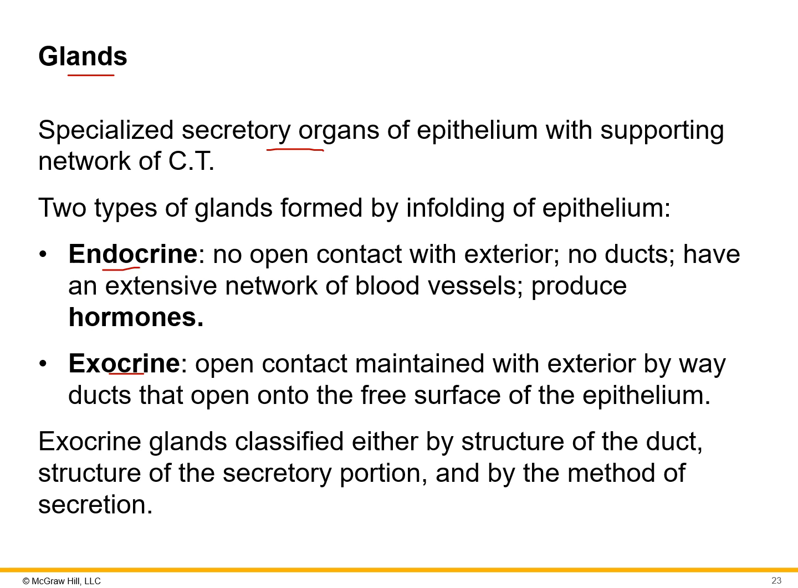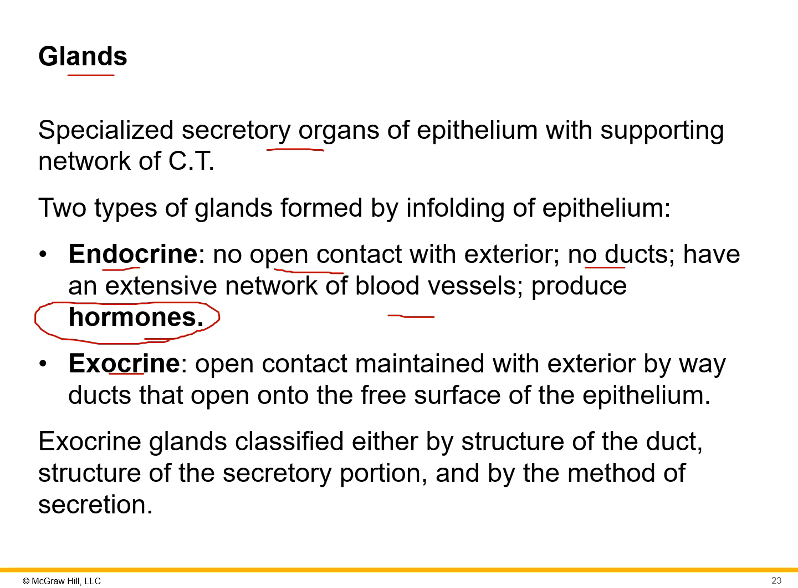Endocrine glands have no open contact with the exterior, so there are no ducts. They have an extensive network of blood vessels, and these are mainly used to make hormones. But again, they have no ducts, and essentially no contact with the exterior.